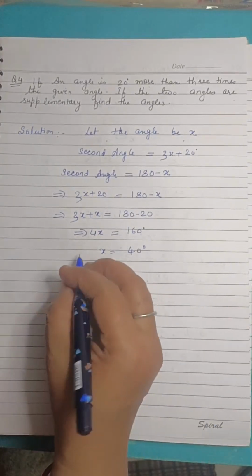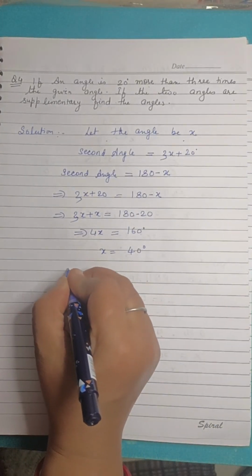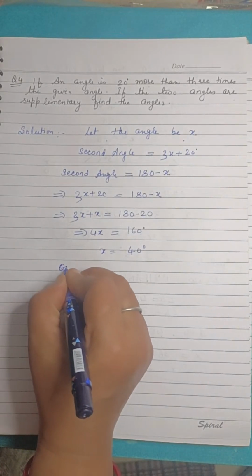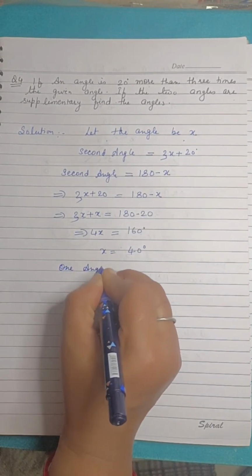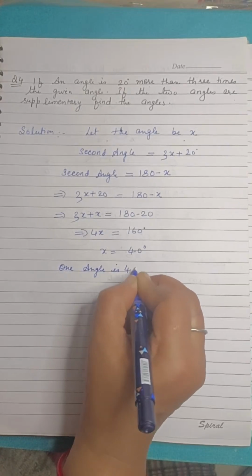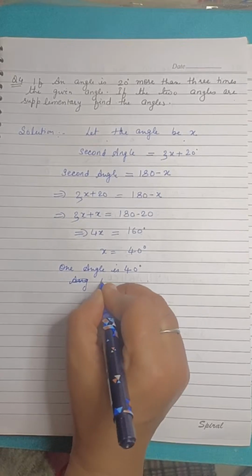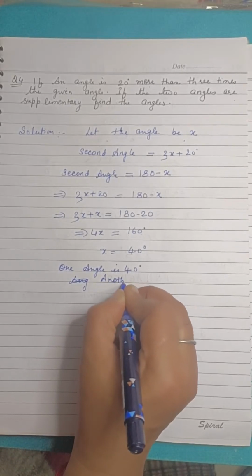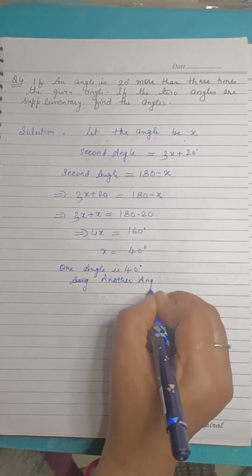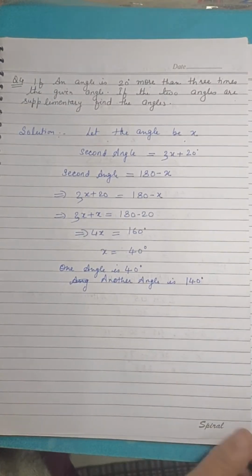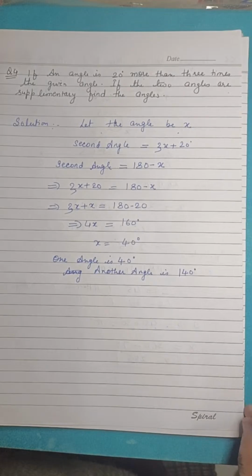So when x is equal to 40 degrees, the value of the other angle: one angle is 40 degrees, another angle is 140 degrees. This is the way you can solve the questions.